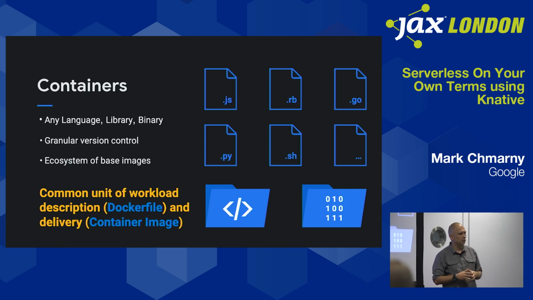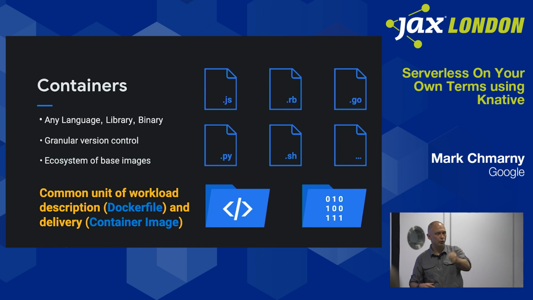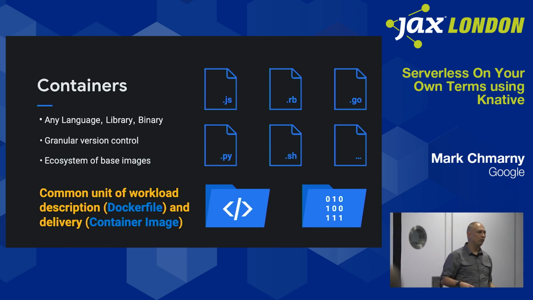One of them is the Dockerfile that you use. It is a description of what your software is going to need, what your software is going to require. And the container image that is subsequently built from that Dockerfile is a unit of delivery. That's how you ship your code from point A to point B and run it. And hopefully it has a certain aspect of portability.